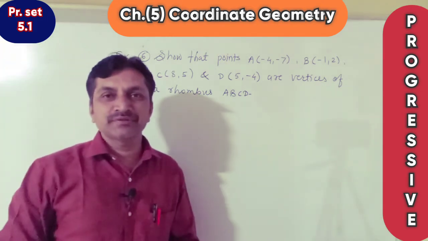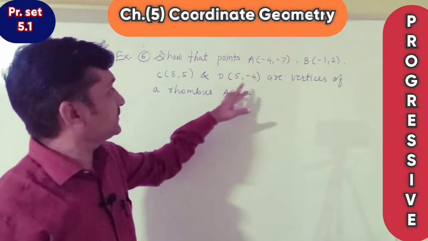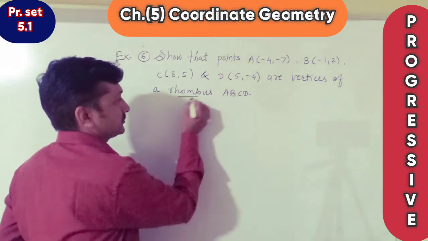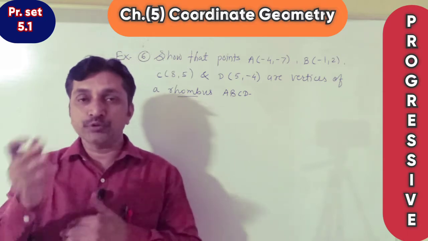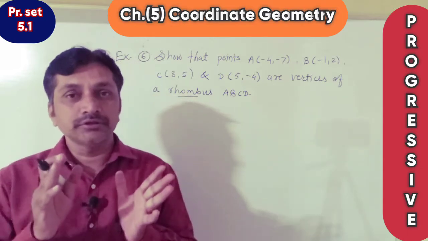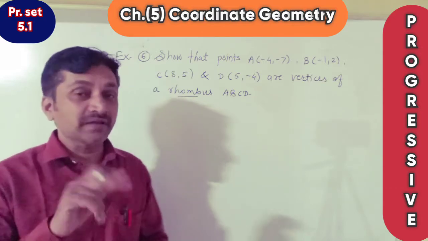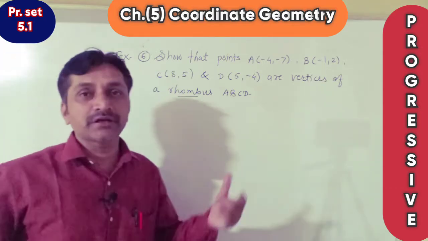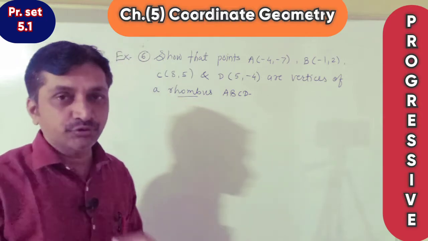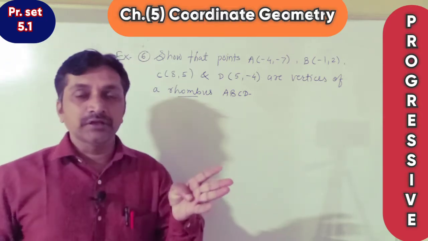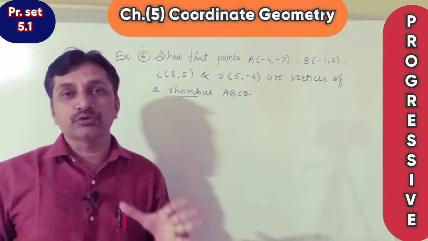Now let's see example number 6. We have to show points A, B, C, D are vertices of a rhombus. As we have proved for a parallelogram that opposite sides are equal, opposite sides are congruent, the same way for a rhombus we know that all sides of a rhombus are equal. Therefore here also we have to find all 4 distances, and here we should get all 4 distances equal.